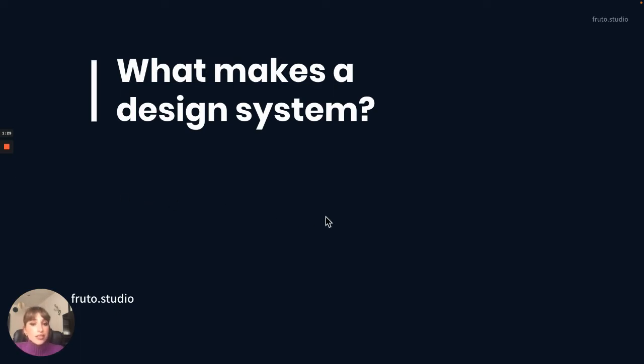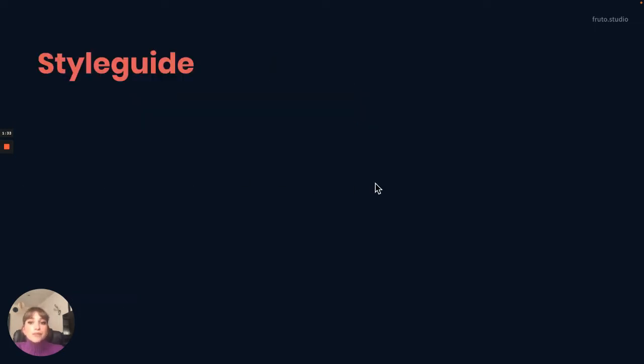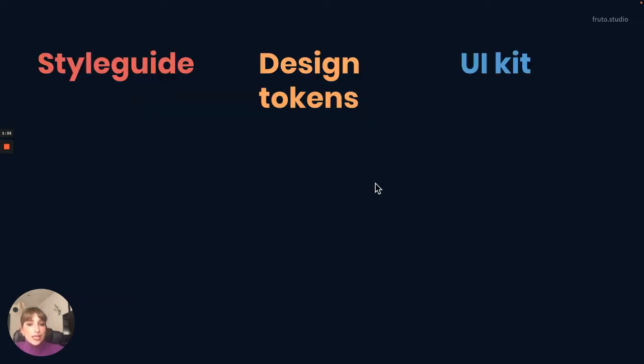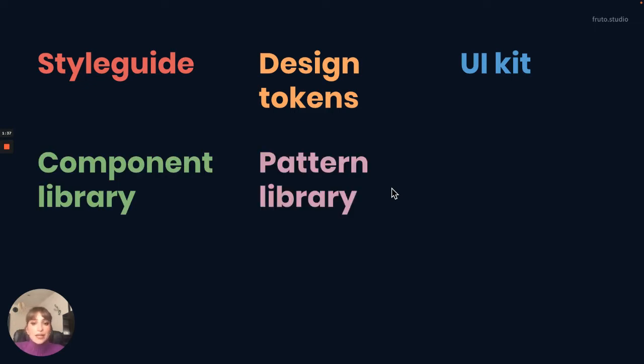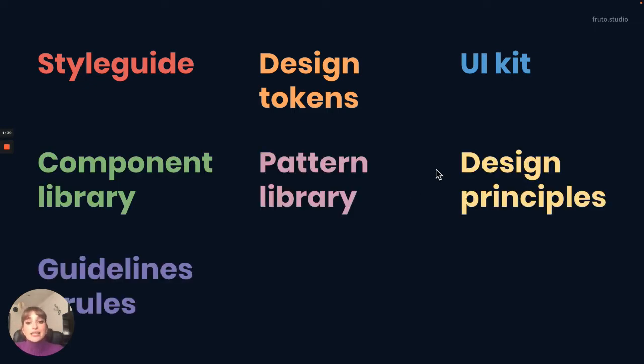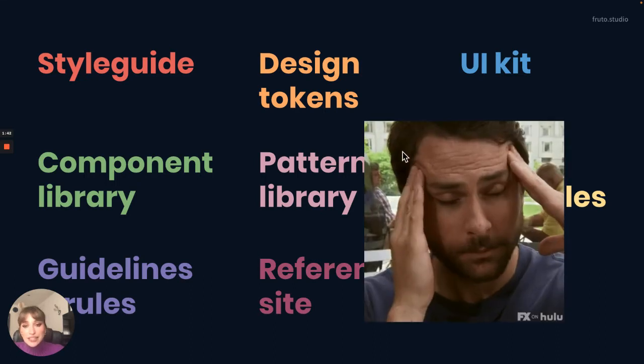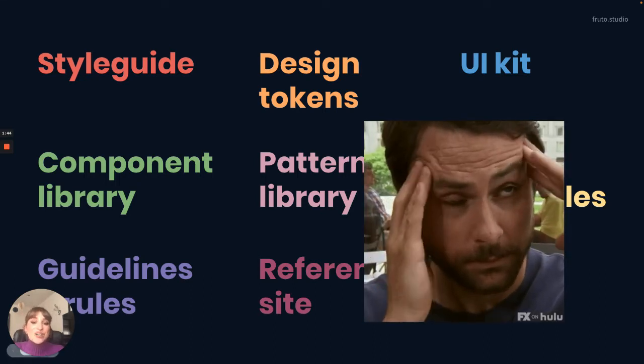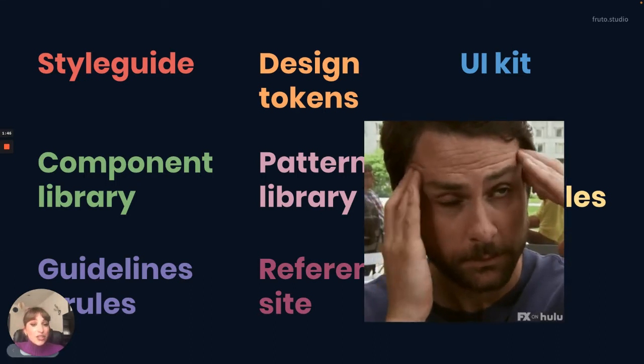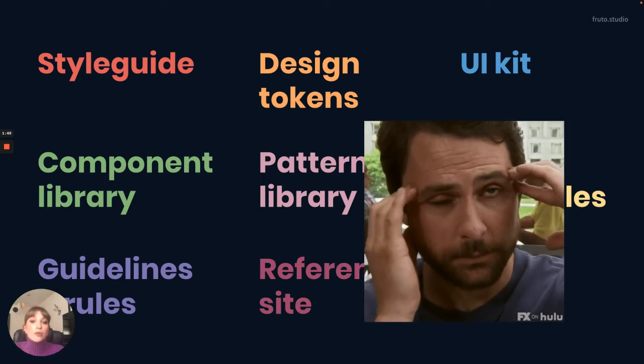So when talking about design systems, these are some of the terms that come up often. Style guide, design tokens, UI kit, component library, pattern library, design principles, guidelines, reference site. Feeling overwhelmed yet? Okay, so let's have a look at what these elements are and how they work together.